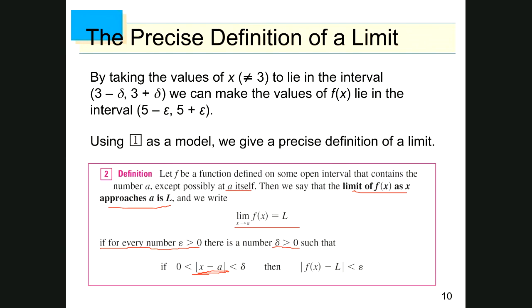where is this coming from? Remember, it says x approaches a, so we look at the distance between x and a. If that distance lies between 0 and delta, then the distance between the function and that output that we get, L, so the distance between those two, is less than epsilon. Take note, absolute value just means distance.